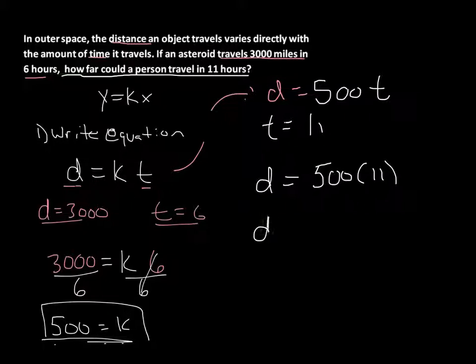D is equal to 5,500. So in 11 hours, an object could travel 5,500 miles.